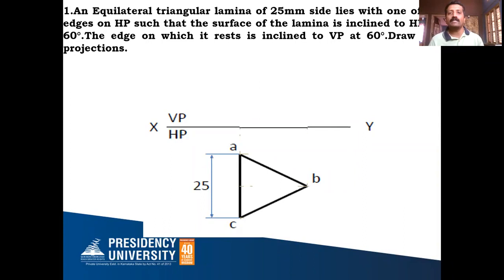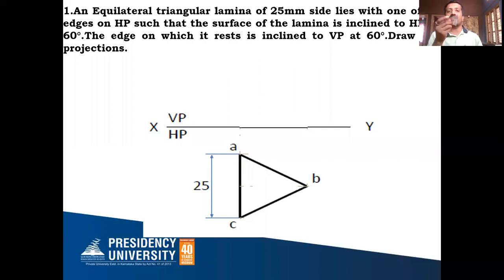Such that the surface of the lamina is inclined to HP at 60 degrees. This is the second position. The edge on which it rests is inclined to VP at 30 degrees. This is the third position. Let me start with the true shape diagram. He says, assume that this is your triangular lamina. So assume that this is the equilateral triangular lamina.